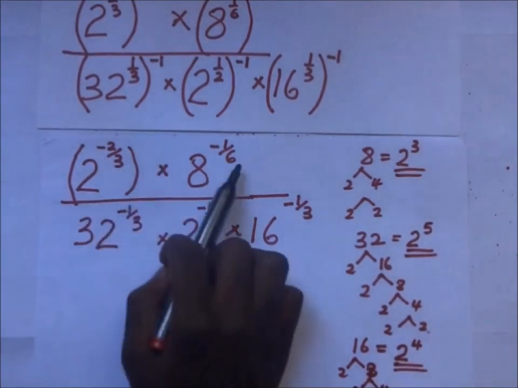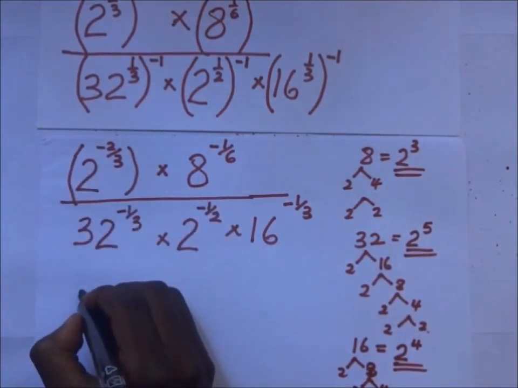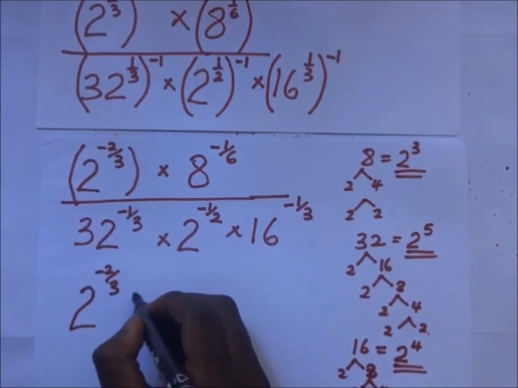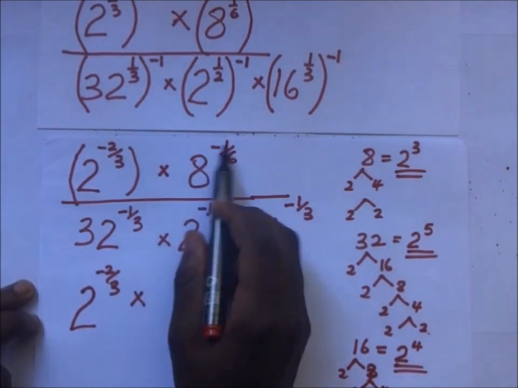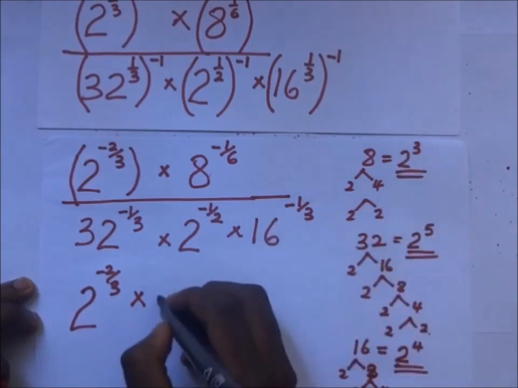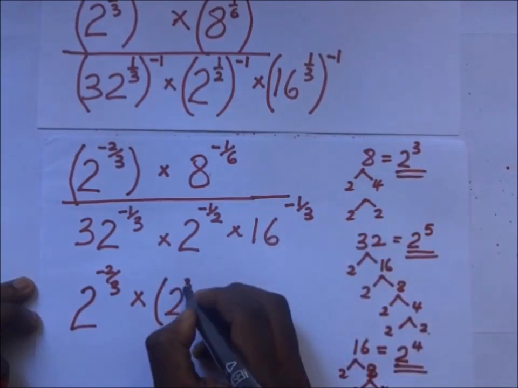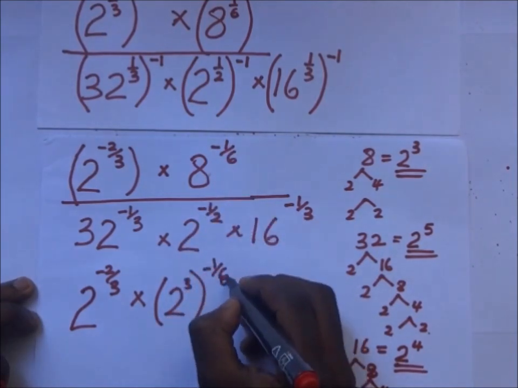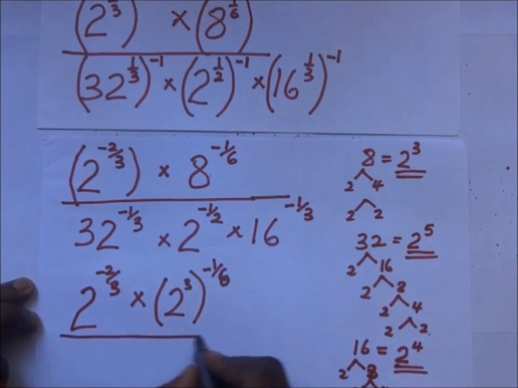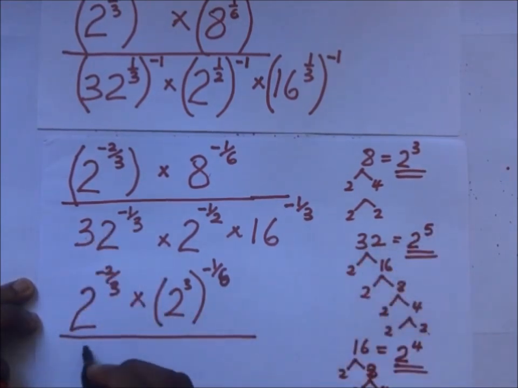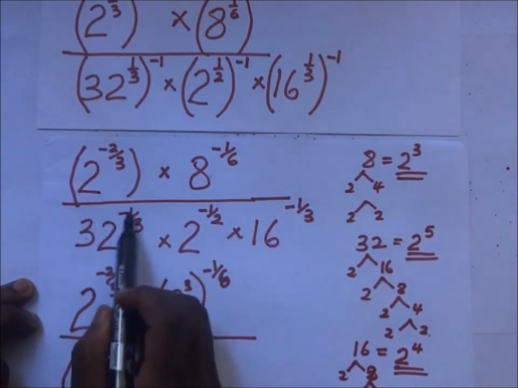So if you look at this, this is going to become 2 to the power negative 2 thirds. Multiply that by 8 to the power negative 1 over 6. Now this 8 is being converted to 2 to the power 3. So it is going to be 2 to the power 3, multiplied by negative 1 over 6. Divide all that by 32. Now the 32 has become 2 to the power 5. So it's going to become 2 to the power 5. All this is to the power negative a third.